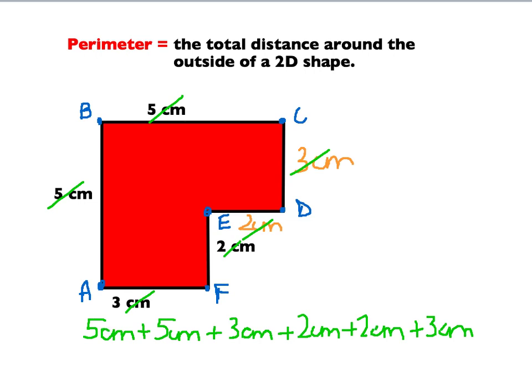Looking at my number sentence here, I can see that I've got some number bonds. I know that 3 and 2 make 5, and I know that 2 and 3 make 5. So I've got 4 lots of 5, which gives me a total of 20 centimetres. So the perimeter of this irregular shape is 20 centimetres.